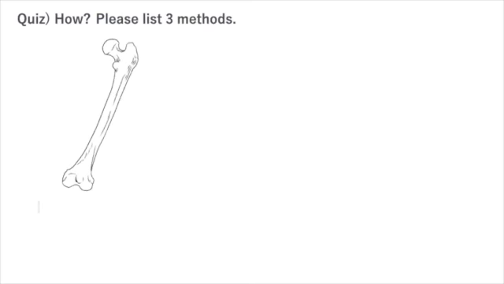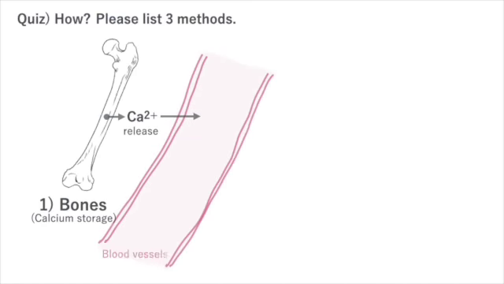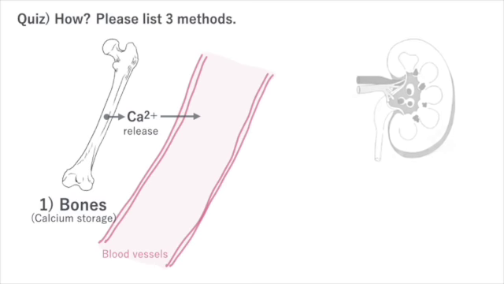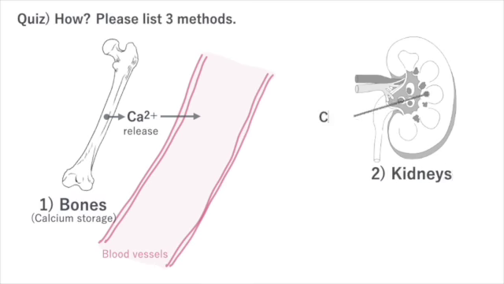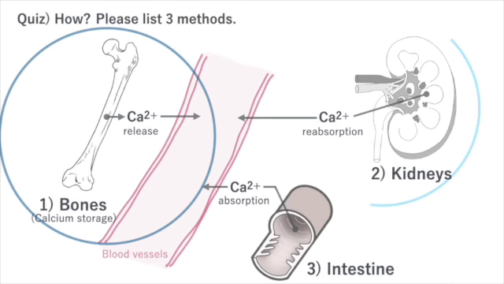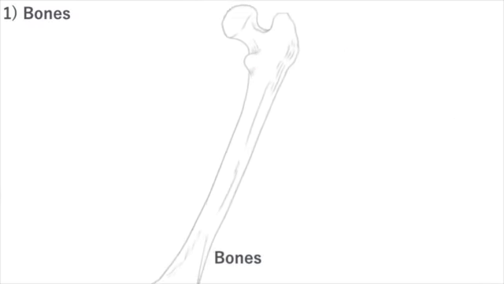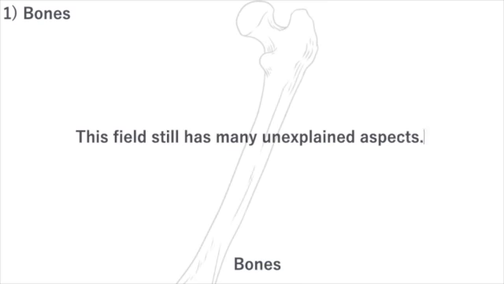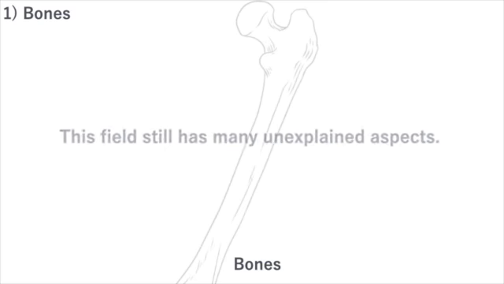Correct. The first method is dissolving the calcium storage in bones to release calcium into the blood. The second method is reabsorbing calcium from the kidneys that would otherwise be excreted in urine. The third method is increasing calcium absorption from the intestines. Let's look at each method in more detail. This field still has many unexplained aspects, so I will explain what is currently written in textbooks and texts.